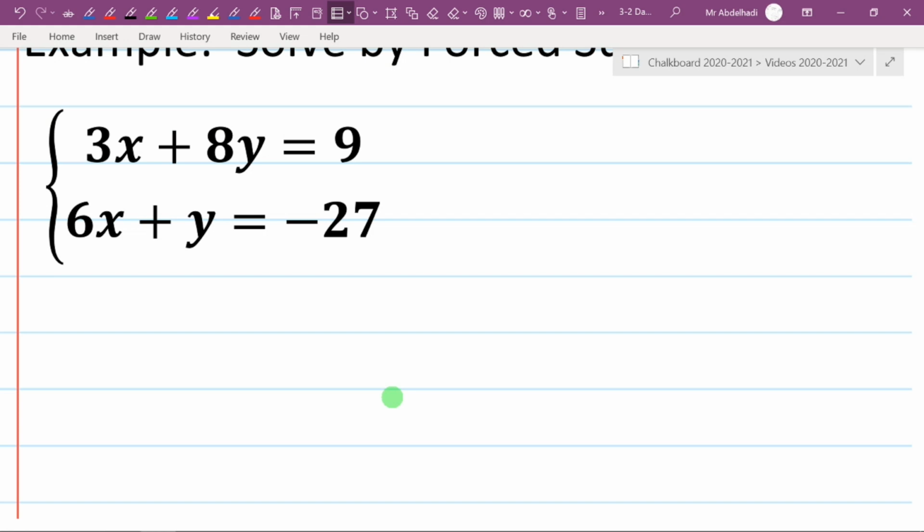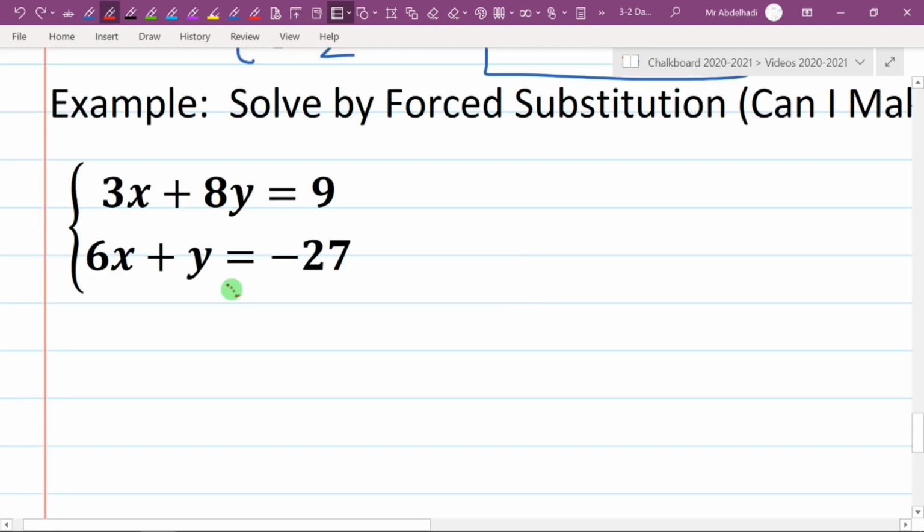Okay? The top one, not so much, because there's a 3 in front of the x and there's an 8 in front of the y. The bottom one here has this y by itself, okay? And you can get that y alone on one side of the equation and create a formula. So with a situation like this, you could force there to be a formula, and then you can go and use substitution as usual. So let's see about this here.